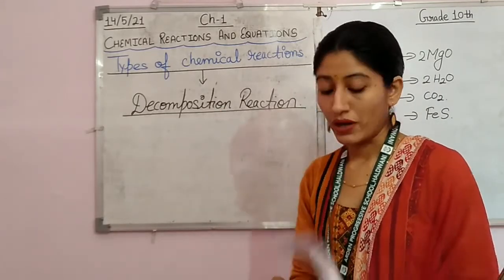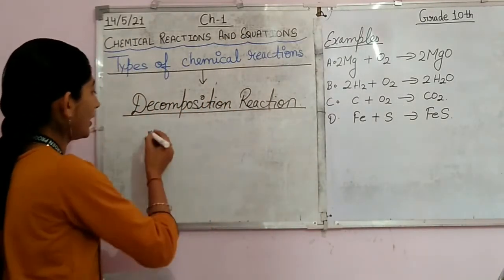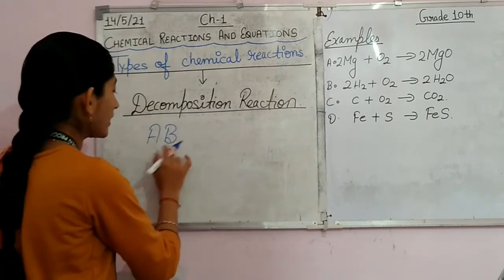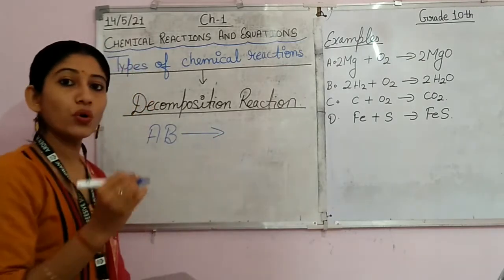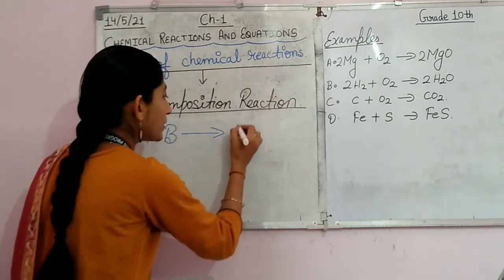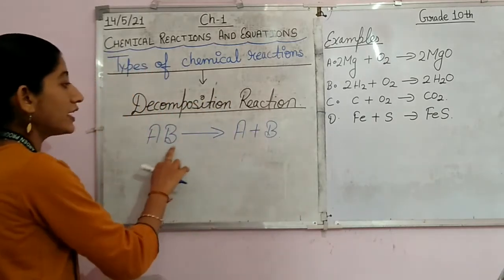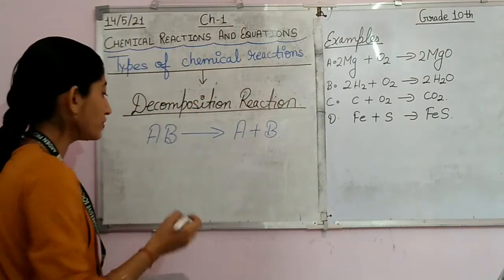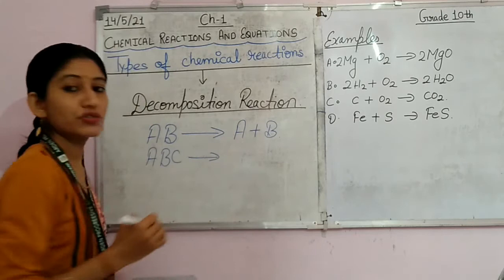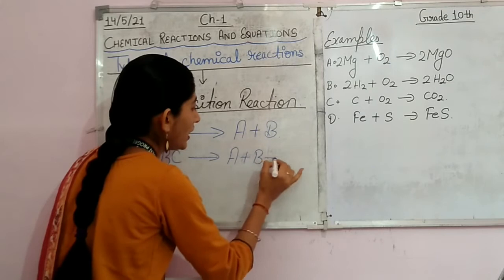Decomposition means breakdown. Suppose here we have taken AB. AB is one single reactant or compound which, when it undergoes decomposition, splits up into A plus B. This is decomposition. Or suppose we have any compound ABC, so when it undergoes decomposition, it breaks down into A plus B plus C.